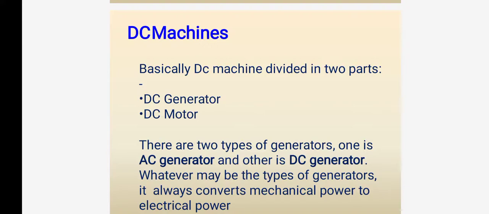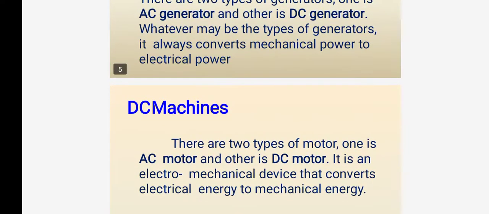Basically, a DC machine is divided into two parts: the DC generator and the DC motor. There are two types of generator, AC generator and DC generator. Whatever the type of generator, it always converts mechanical power to electrical power. So the generator is used to convert mechanical power to electrical power. That is the function of the generator.